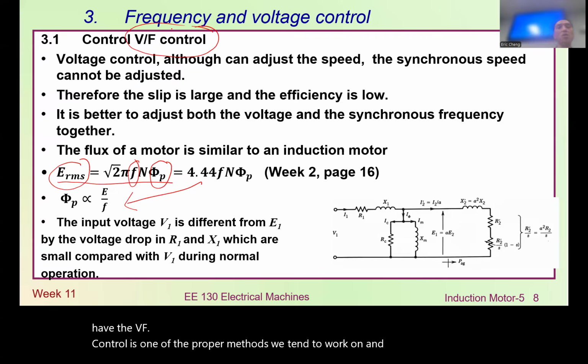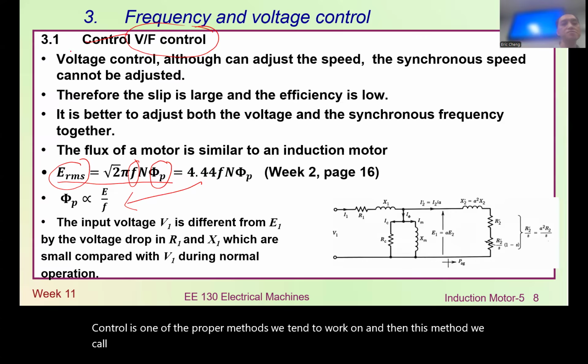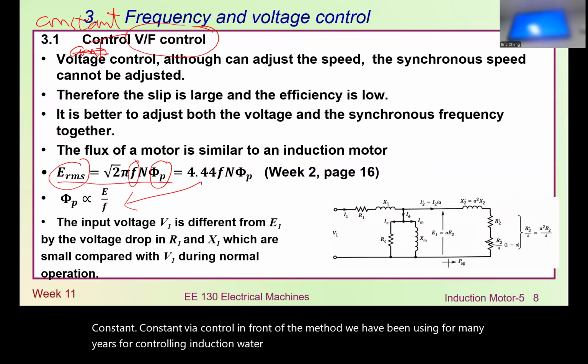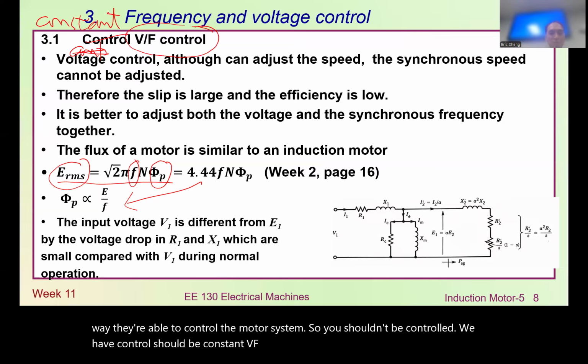And this method, we call it constant V/F control. It is one of the methods we have been using for many years to control induction motors. Constant V/F control is one of the good ways we are able to control the motor system. So it shouldn't be called just V/F control, it should be constant V/F control.